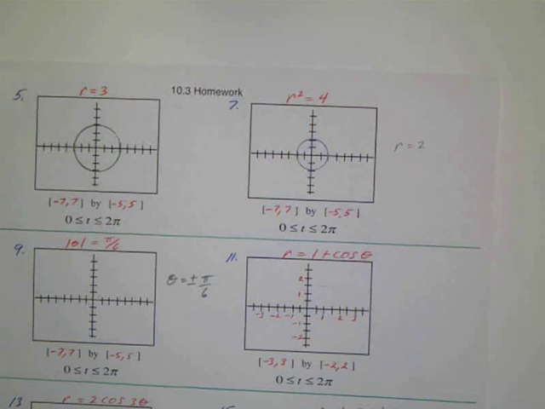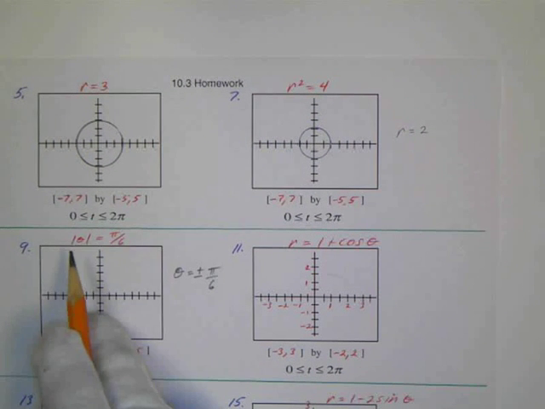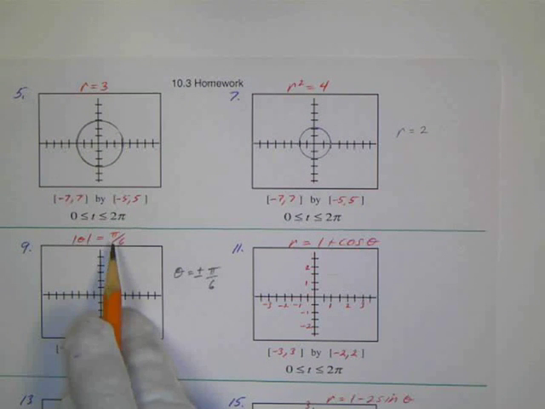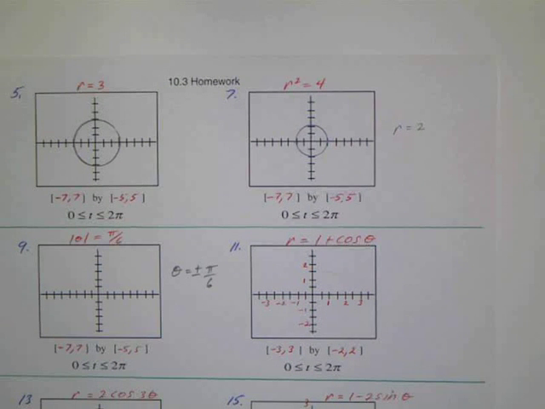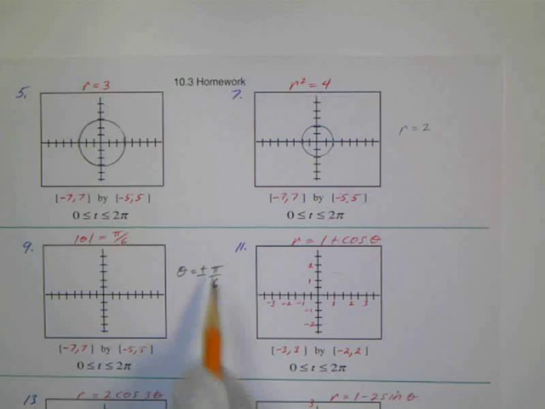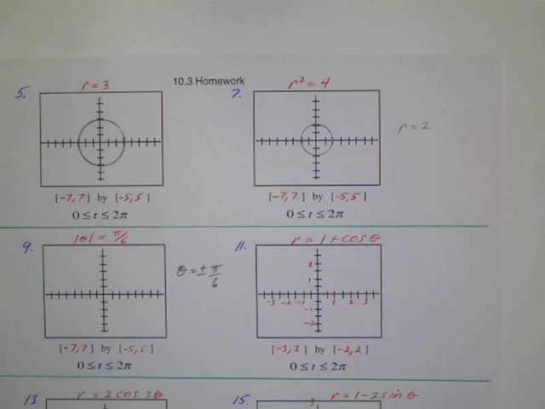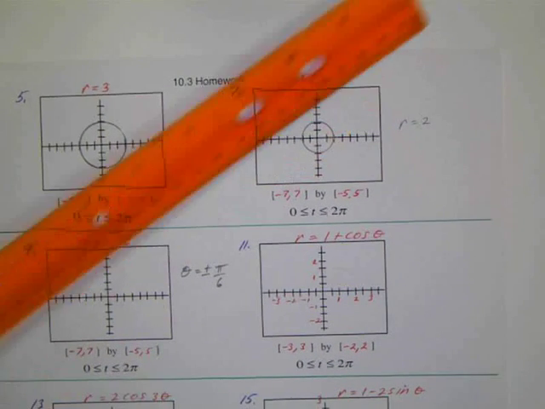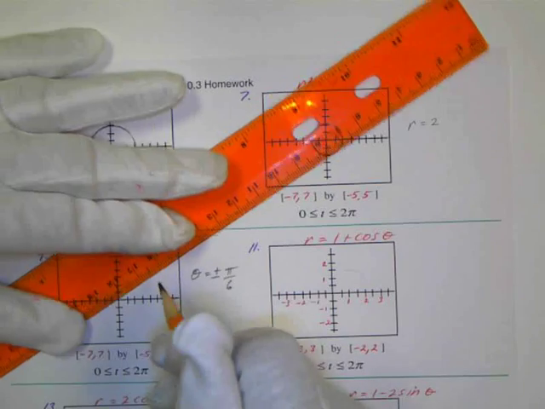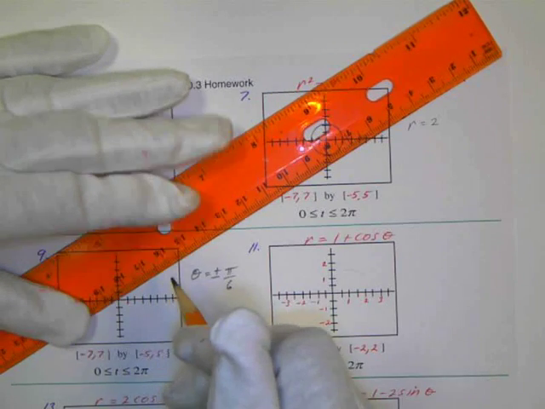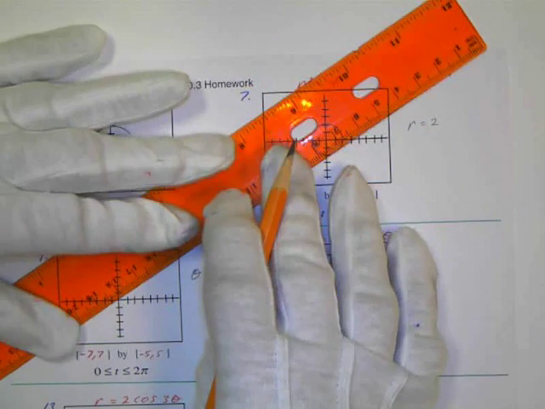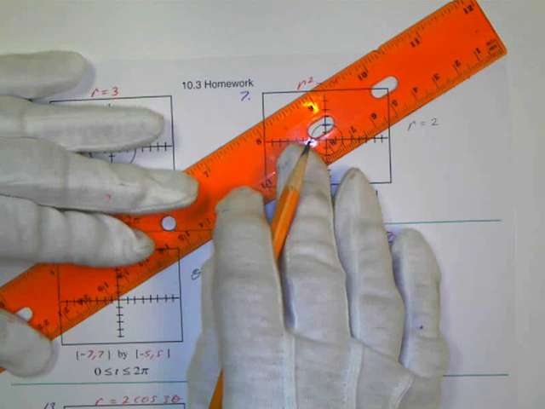And number 9, the absolute value of theta is pi over 6. That means theta equals positive pi over 6 when it's positive, negative pi over 6 when it's negative. So just plus or minus pi over 6. So pi over 6 is about a 30-degree angle, so I can just draw a couple 30-degree angles. And this looks like, that's about 45, so it looks like 35, something like that.